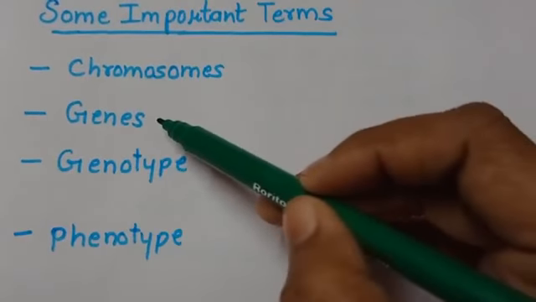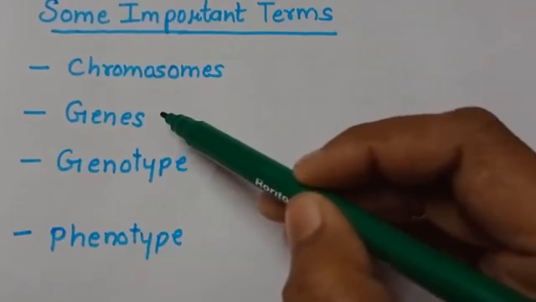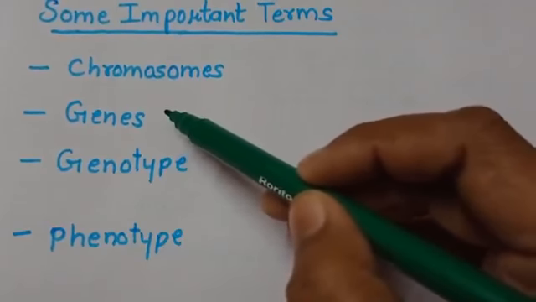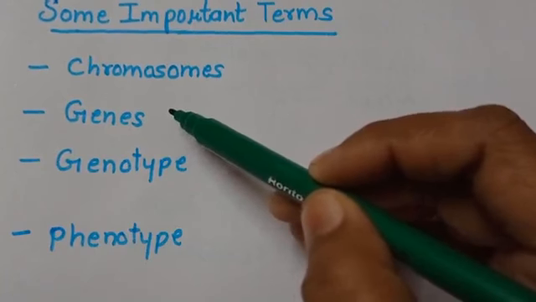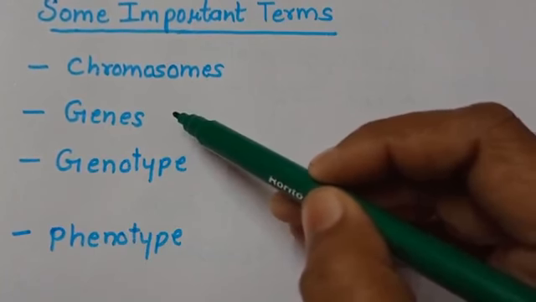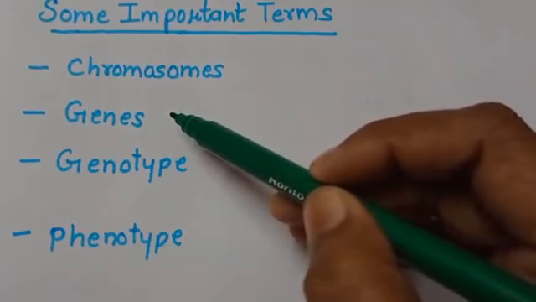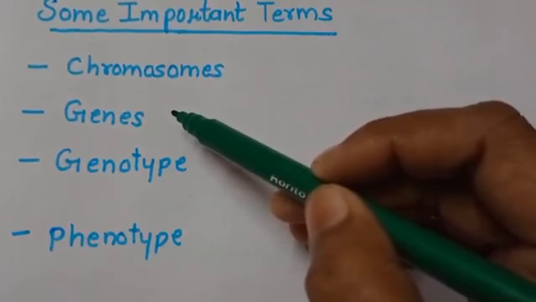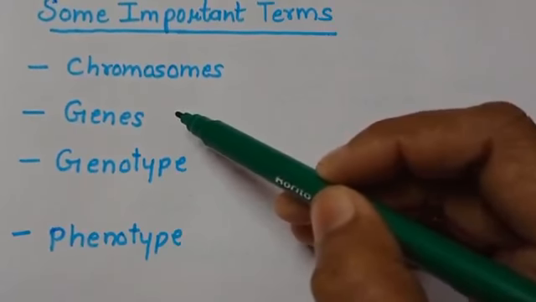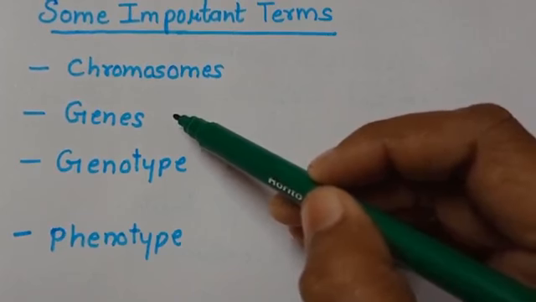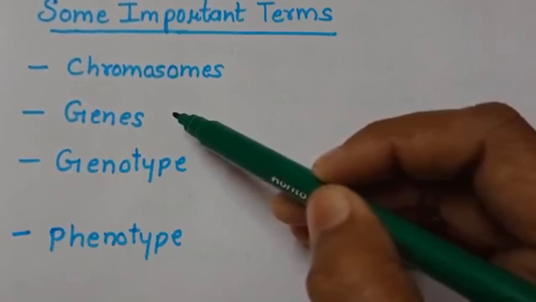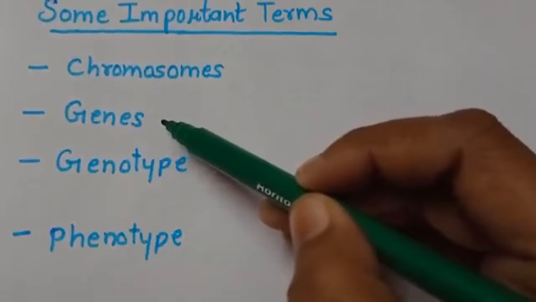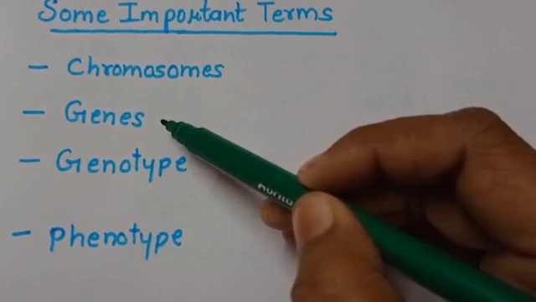Second is genes. A gene is a short length of DNA which codes for a protein. Genes are located on the chromosomes and they control various traits of an organism. Genes are the basic unit of inheritance and are capable of determining the development of a specific characteristic of an organism. So it is basically the gene which gives the individual characteristics to the organism.